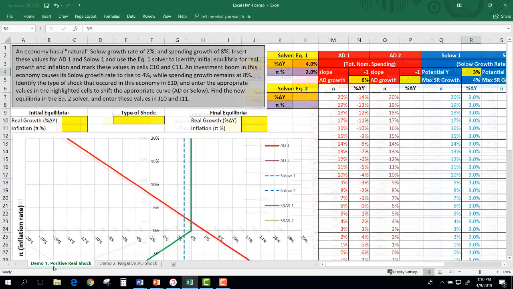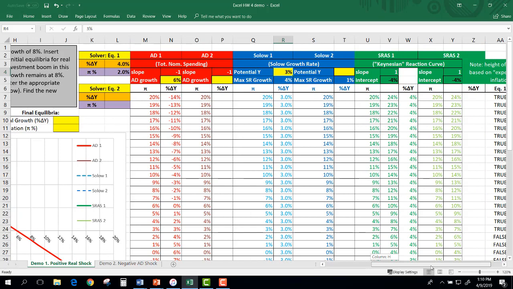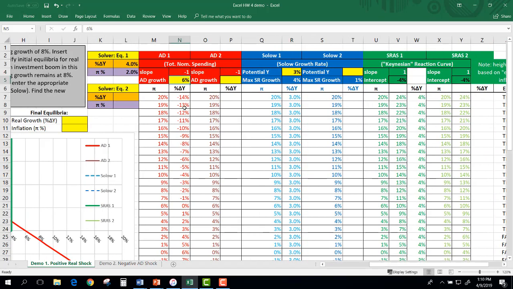Now we'll go to the first one here, demo 1. And the first thing you'll do, now you'll see there's a lot going on here, but you actually will only be able to enter values in the highlighted cells. So that includes, first off, the values for aggregate demand growth or total nominal spending growth for scenario 1. Well, actually, the initial part of the scenario, which is going to be AD1, and then AD2, which is the final part of the scenario. Now, let me note up front as well that that may change. It may not. It may stay the same. So you have to read the scenario very carefully to determine whether that changes or not.